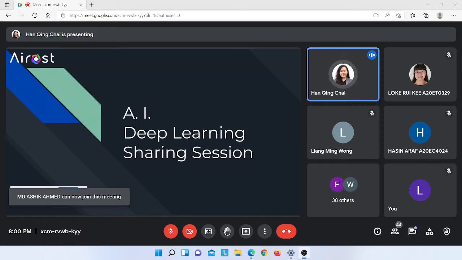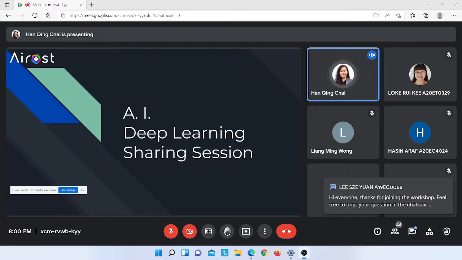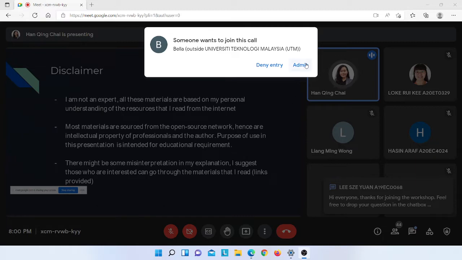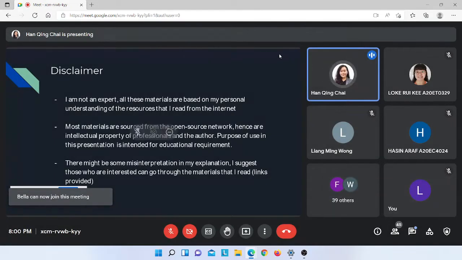Training session. First of all, it's basically going to be more about the deep learning sharing session and about neural networks. First of all, disclaimer: I am not an expert, and all these materials are actually based on personal understanding of resources that I read from the internet.